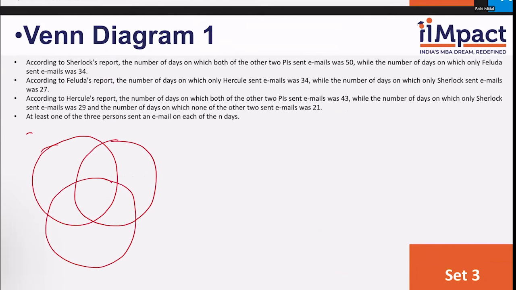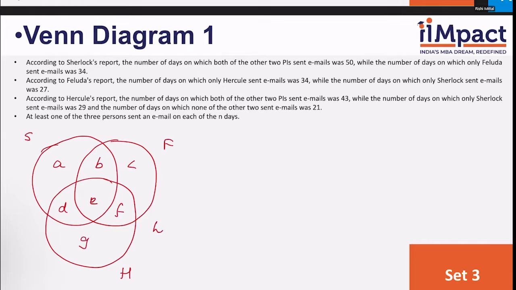I have Sherlock, I have Feluda, and I have Hercule. First, of course, I can go through all the points. So according to Sherlock, there is something. According to Feluda, there is something. And according to Hercule, there is something. I'm sure all of these will give me equations. So let's just write this. Never forget the H.